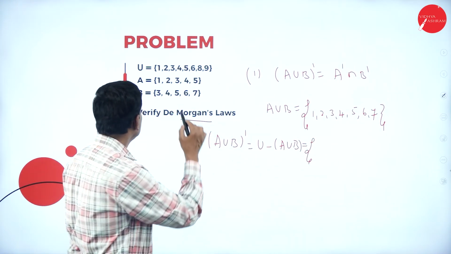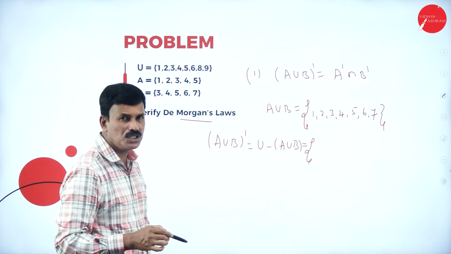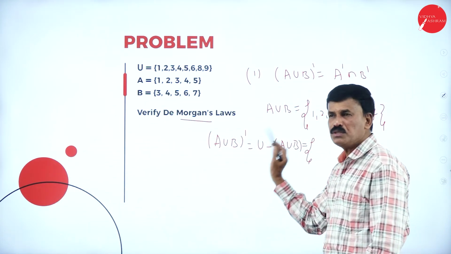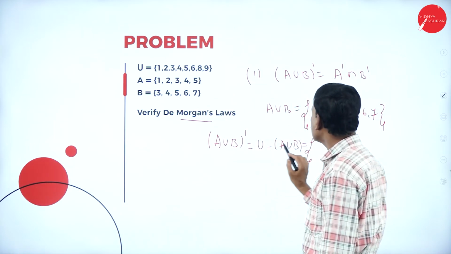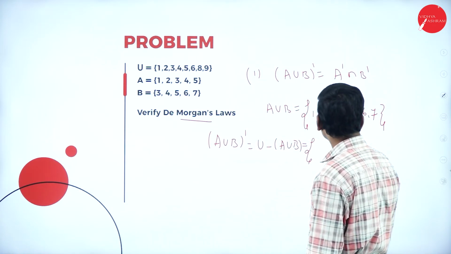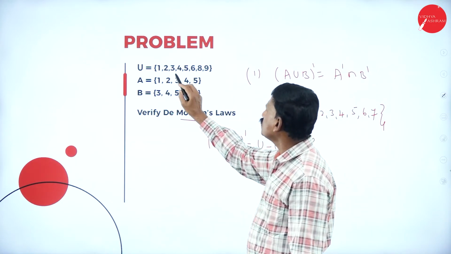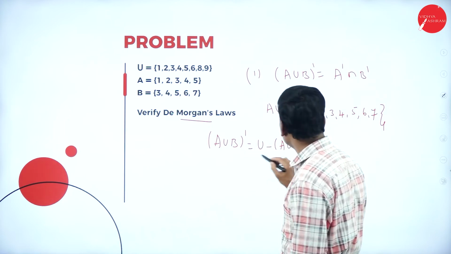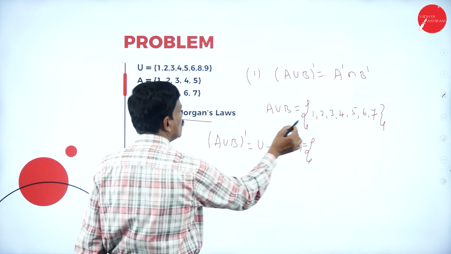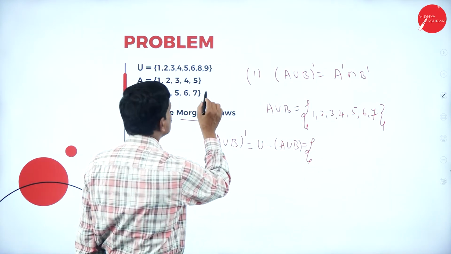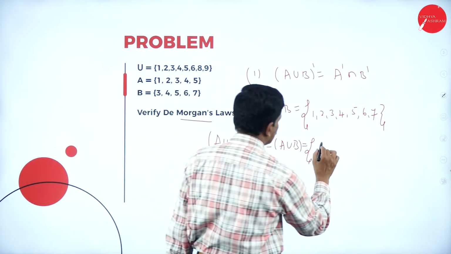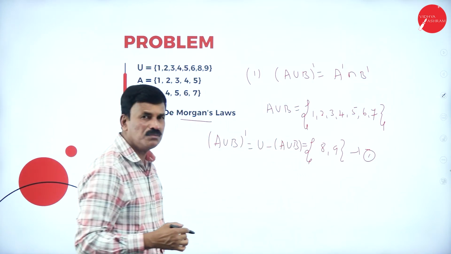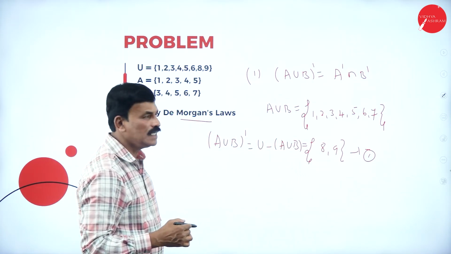All the elements which are in the universal set but not in A union B. The difference of U and A union B is (A union B) dash. Since A union B contains 1, 2, 3, 4, 5, 6, 7, look at all the elements in U: 1 is there, 2 is there, 3, 4, 5, 6 are there. 8 and 9 are not there. So (A union B) dash is equal to {8, 9}.